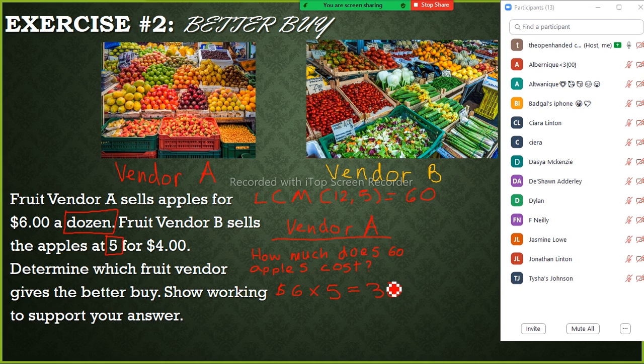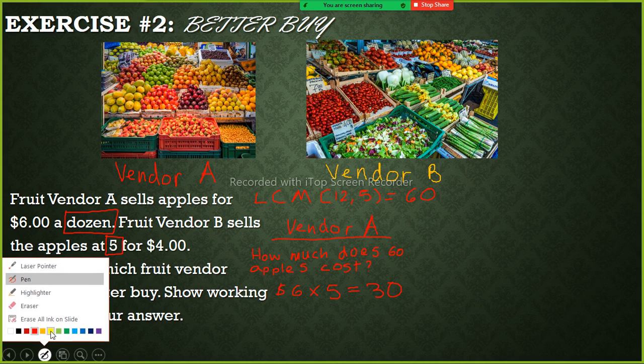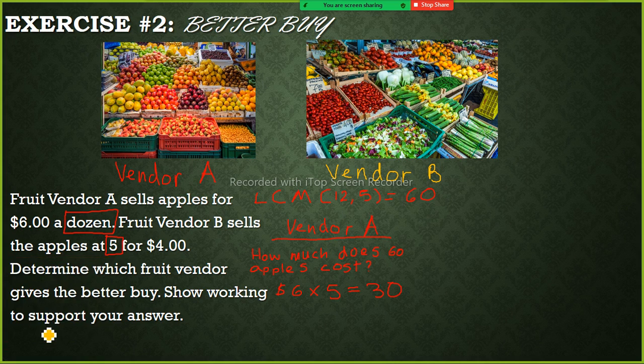Okay, Jasmine, what you get for vendor B? Jasmine, are you there? I only did the A piece because I didn't understand the B. Okay, you didn't understand B. Yikes, that's not good.